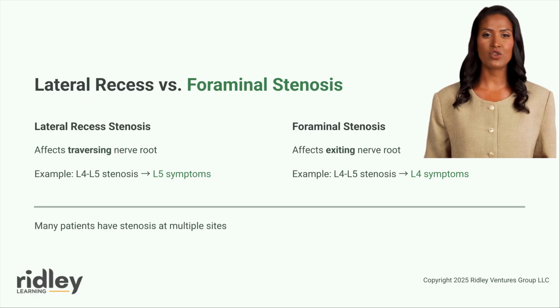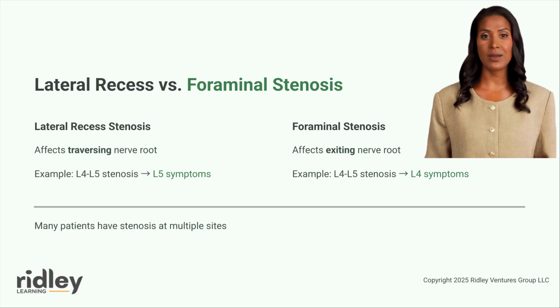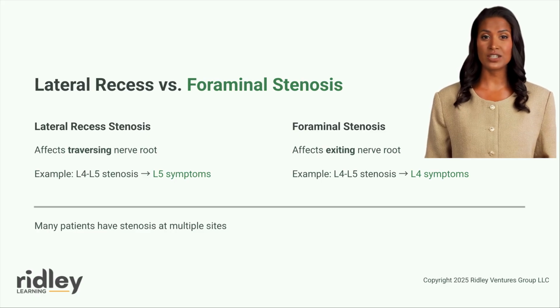Because the L5 nerve root traverses the L4-L5 lateral recess before exiting through the L5-S1 foramen, lateral recess stenosis at L4-L5 produces L5 radicular symptoms. This distinction from foraminal stenosis, which affects the exiting nerve root, is clinically important and should be understood by rehabilitation professionals communicating with surgical teams. Patients with lateral recess stenosis typically present with more unilateral, dermatomally distributed symptoms compared to the bilateral, multi-level pattern of central canal stenosis.